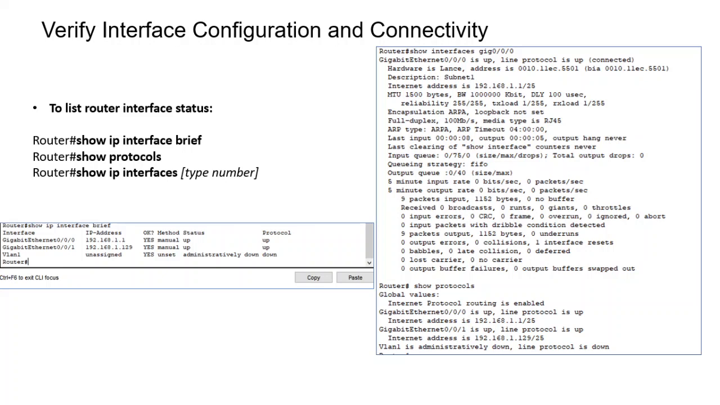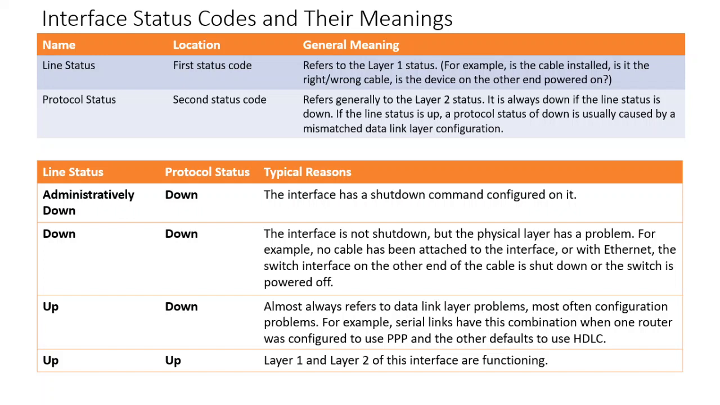To list the interface status, we have some different commands such as show interfaces brief, show protocols, and show ip interface with type and number. Interface status codes: for example, the line status is the first status code, and it refers to the layer 1 status. It checks for the right or wrong cable, device, and power on. We have the protocol status, the second status code, which refers to the layer 2 status. It will always be down when the line status is down.